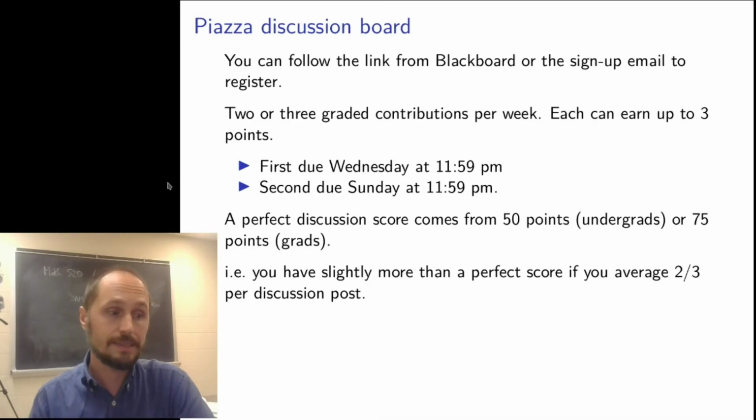So that's definitely part of the purpose of Piazza, but we will also have graded contributions that you're expected to do each week. Now, if you're an undergrad, that'll be 2 graded contributions a week, and if you are a graduate student, it'll be 3. And each contribution in the week can earn up to 3 points. Basically, 1 point is just that you did something. 2 is that you did something that met the guidelines. And 3 is that you did something outstanding.